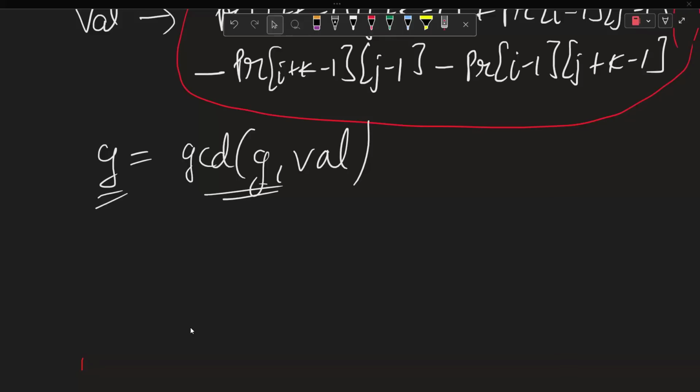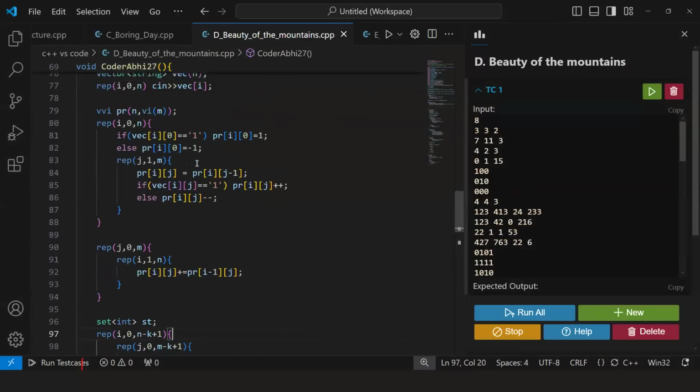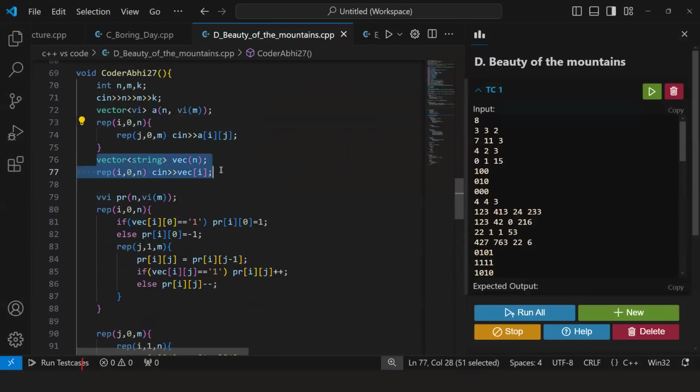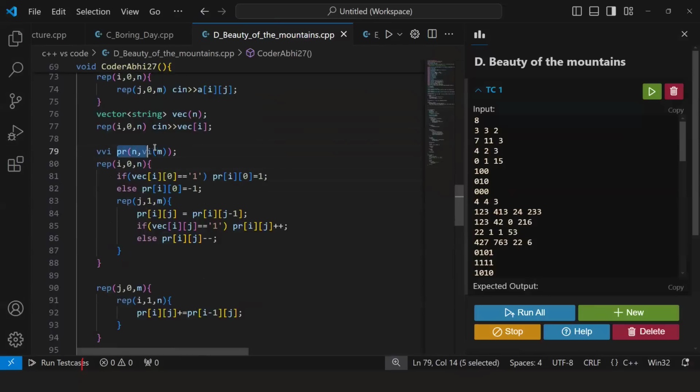Okay, so we can move to the code now. What I'm doing: first I took the input n, m, k and then the matrix A, and then the vector of strings, the binary strings. So all the input is taken. Now I would take a 2D prefix array of size n cross m.